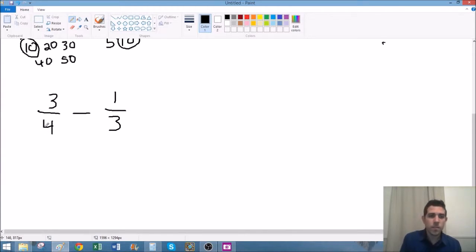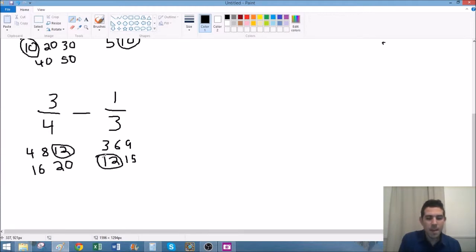First, I'm going to write out all the multiples of 4. 4, 8, 12, 16, 20. And like I said, I like to go at least 5 of them and hope that there's another one over here within 5. Well, now let's try 3. 3, 6, 9, 12, 15. Did I miss something? Oh yeah, there's a match right there. 12 and 12 was a match.